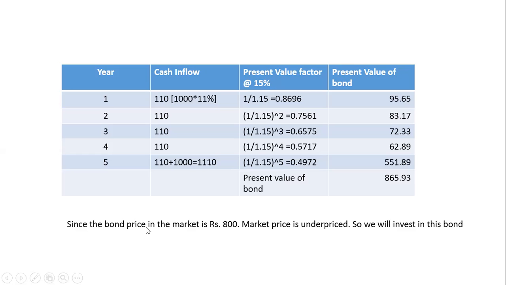Since the bond price in the market is rupees 800, the market price is undervalued, so we will invest in this bond. This is the decision after calculating the present value and comparing it with the current market price. After making a comparison, you have taken a decision of investment. So in investment decision making, present value is useful.